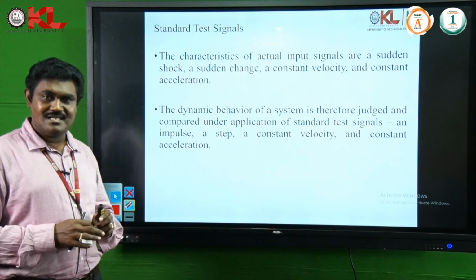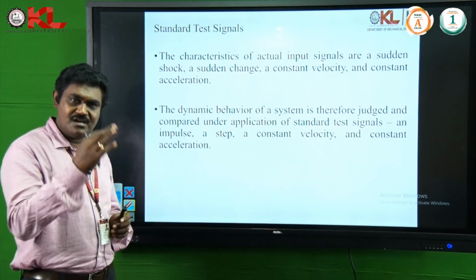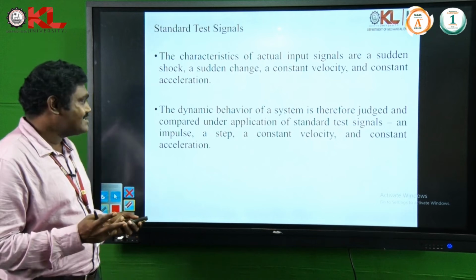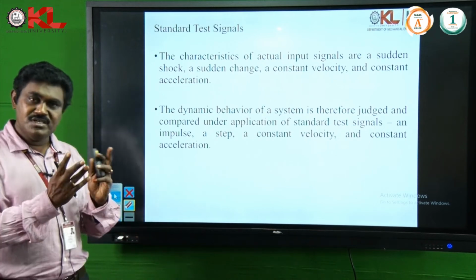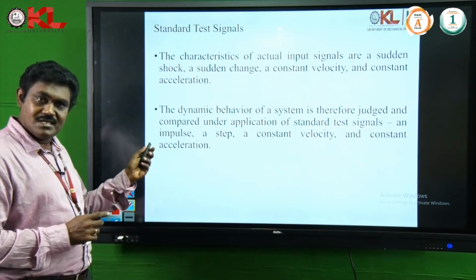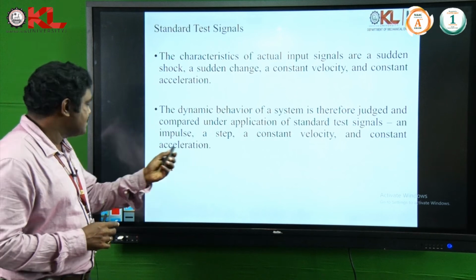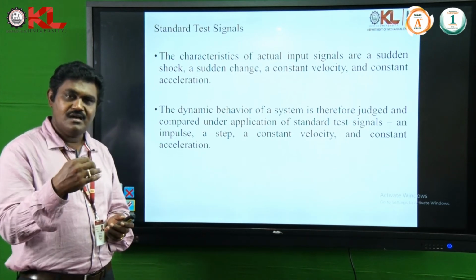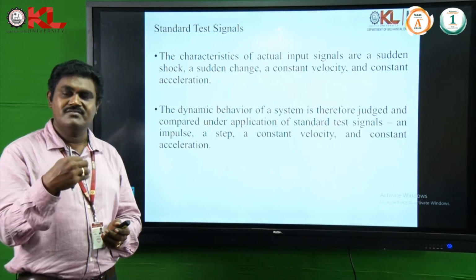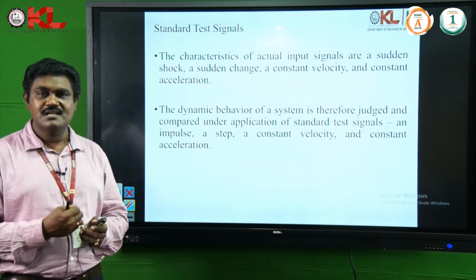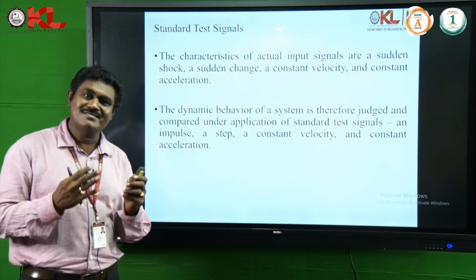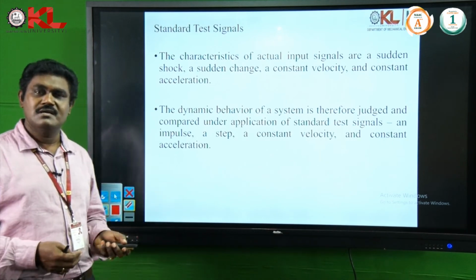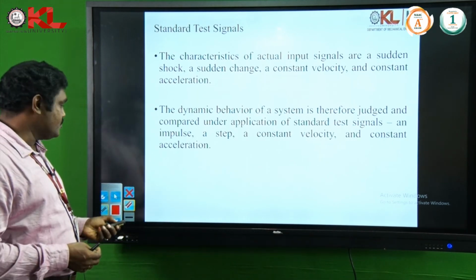These are the standard test signals: a sudden shock, a sudden change, constant velocity, or constant acceleration, or a combination of these. An impulse, step, constant velocity and constant acceleration. Whether the input signal is an impulse signal, a step signal, a constant velocity signal, or a constant acceleration signal, according to that, we are going to analyze the time response of those systems.